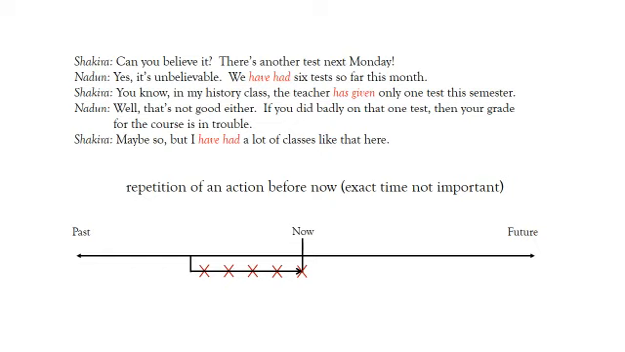In the other class, there has been only one test. When that test happened is not in focus. That's not what we are talking about. What is important is, so far only one test has happened. So this again is an example for the present perfect tense used in a way to mark the past time.